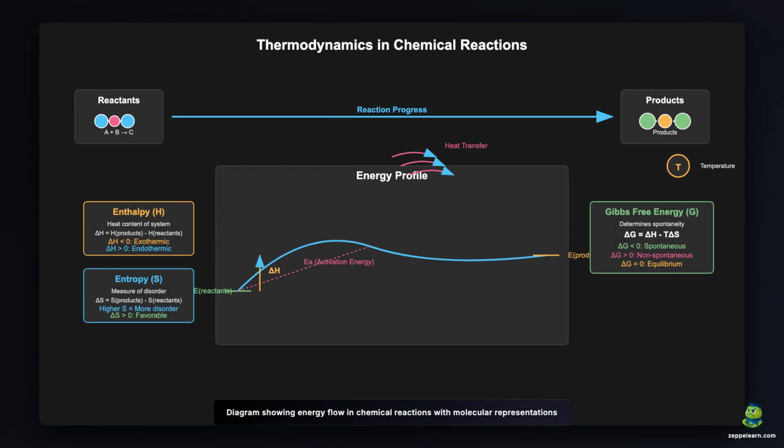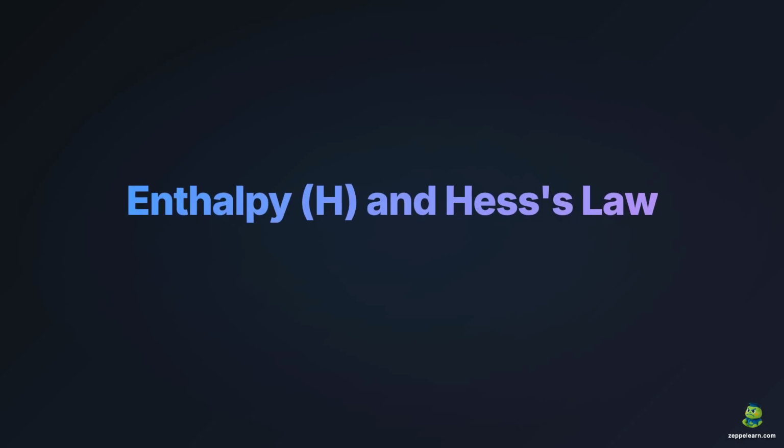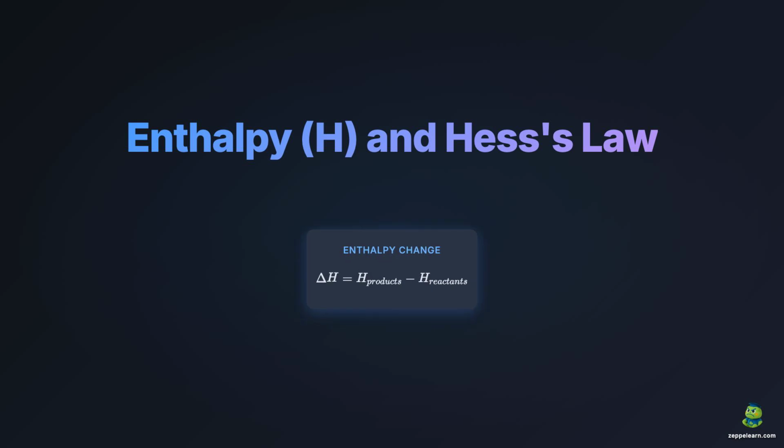This diagram illustrates how energy flows during chemical reactions, showing reactants transforming to products with associated energy changes. Enthalpy, represented by H, measures the heat content of a system at constant pressure. The change in enthalpy tells us whether a reaction releases or absorbs heat. Delta H equals H products minus H reactants. When delta H is negative, the reaction is exothermic and releases heat.